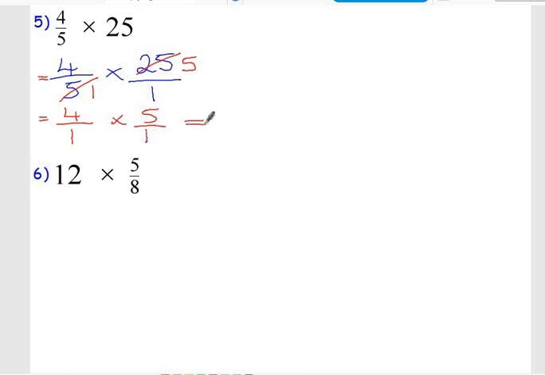So when we multiply these out, 4 times 5 is 20. Multiplying the bottom numbers together, 1 times 1 is 1. So our final answer is 20/1, but we know that this line means divide. So we're saying 20 divided by 1, well, we know anything divided by 1 is the number itself. So 20 divided by 1 equals 20.